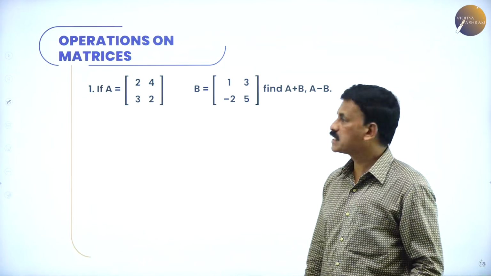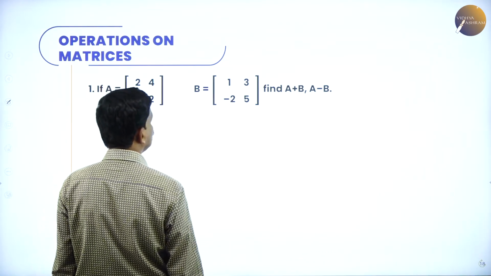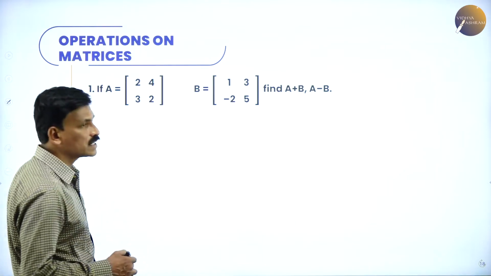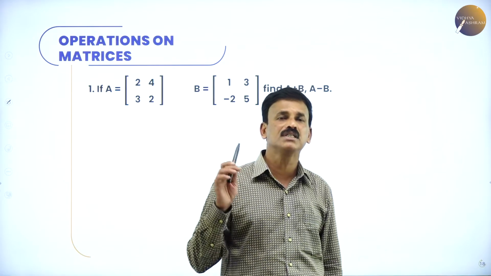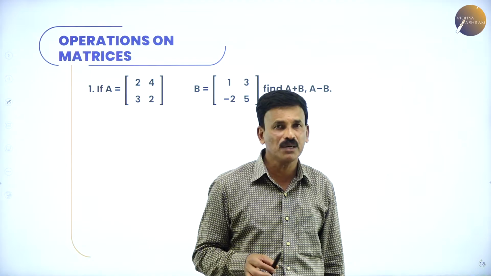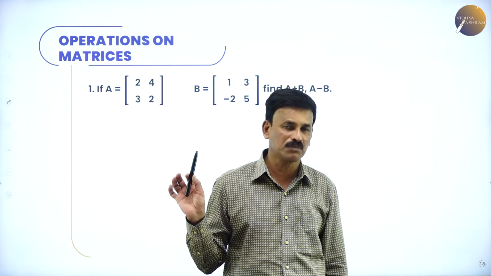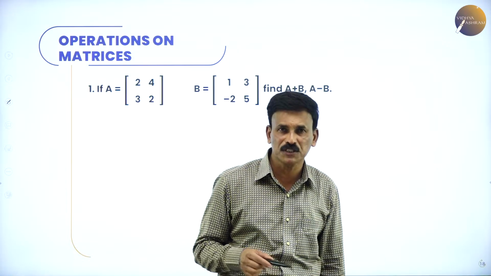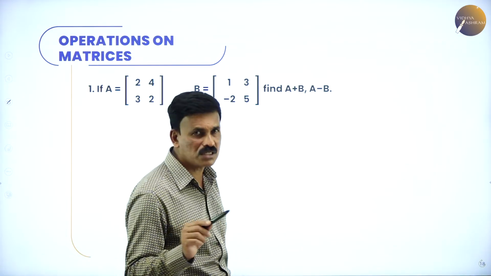Let us come to the next. Suppose A is equal to 2, 4, 3, 2, B is equal to 1, 3, minus 2 and 5. Now these are the operations on matrices. You might have studied operations like addition, subtraction, scalar multiplication, matrix multiplication. Today I am going to discuss addition, subtraction and scalar multiplication. In the next session we will discuss matrix multiplication. You may expect one question for 2 marks or 3 marks from this concept also.